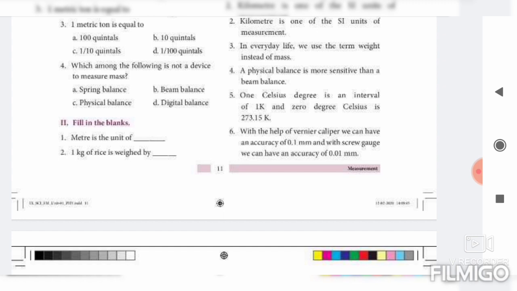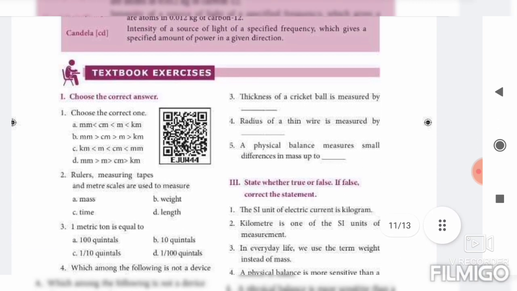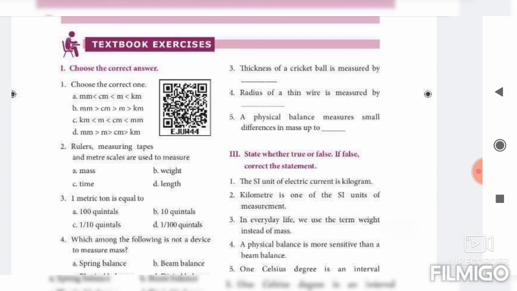Meter is the unit of length. 1 kilogram of rice is weighed by beam balance. Thickness of a cricket ball is measured by vernier caliper. Radius of a thin wire is measured by screw gauge. A physical balance measures small differences, mass up to 1 milligram. Okay, this one word you have to learn.